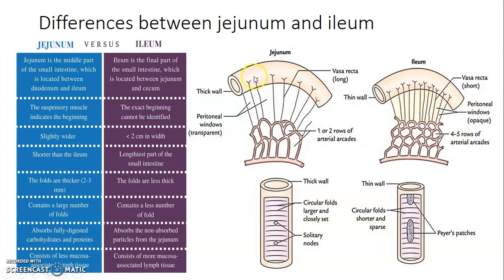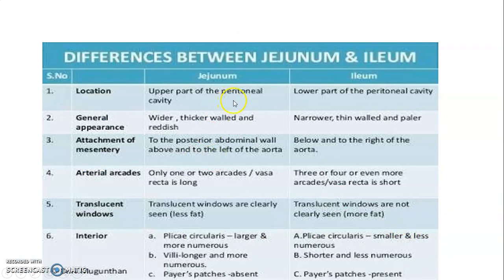Then the ileum has a thin wall, the jejunum has a thicker wall, and this shows you the thicker wall in the jejunum and the circular folds. This shows you the Peyer's patches in the ileum. So we've said the jejunum is in the upper part, the ileum is in the lower part of the peritoneal cavity. The jejunum is wider, thicker, and redder, but the ileum is narrower and looks pale with a thin wall. Then the jejunum is attached on the posterior abdominal wall to the left of the aorta, while the ileum is below and to the right of the aorta.